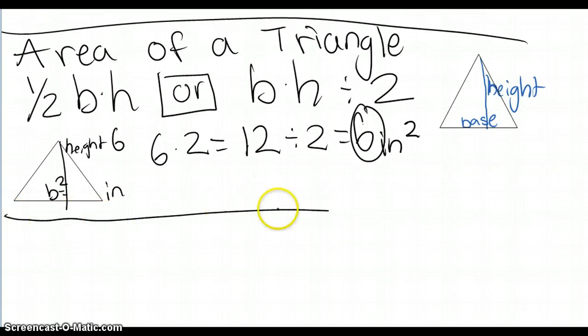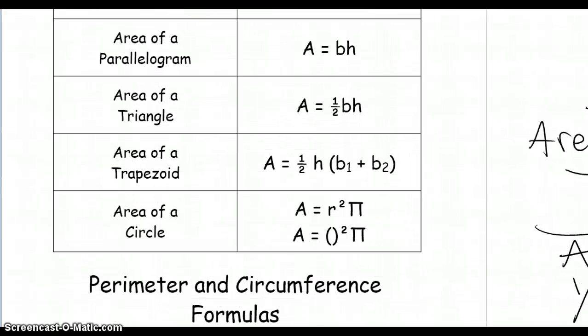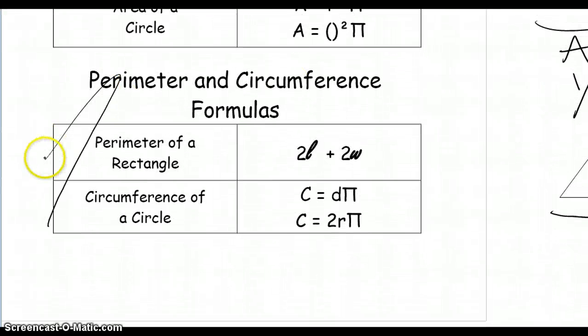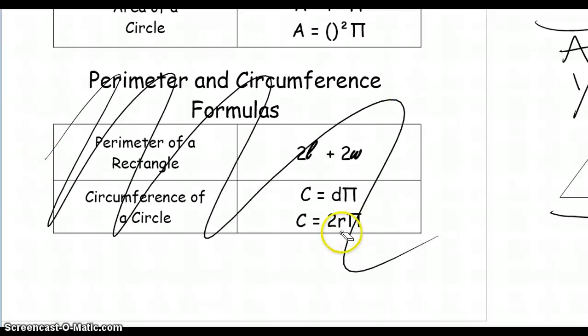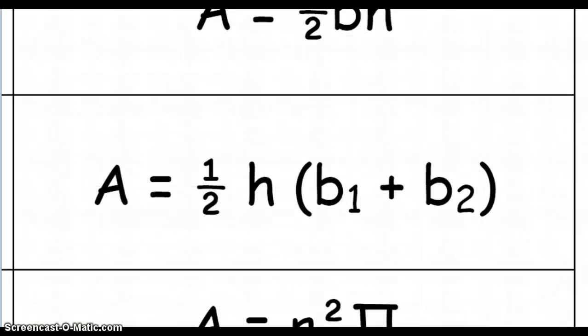Okay, now for our next section. We're not going to focus on any of this, so we're just going to cross that out right now. We did that up here, we know that. Then we have to do the area of a trapezoid. So now we're going to go back into the area of a trapezoid.